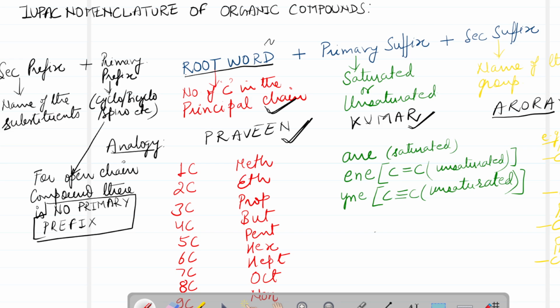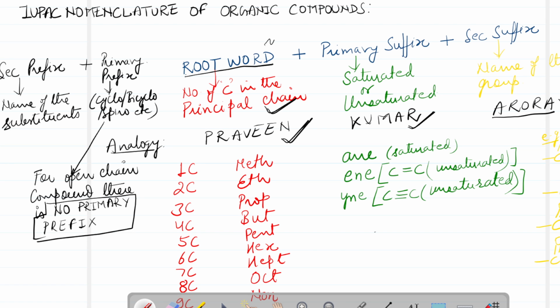Then is primary suffix. It would tell you about the nature of the compound, whether it is saturated or unsaturated. In saturated compound, all carbon has single bonds. But in unsaturated, if there is a single carbon which has double bond, then it would be known as unsaturated compound. Then after primary suffix, there would be a secondary suffix that would tell you about the functional group present in the principal chain, right?